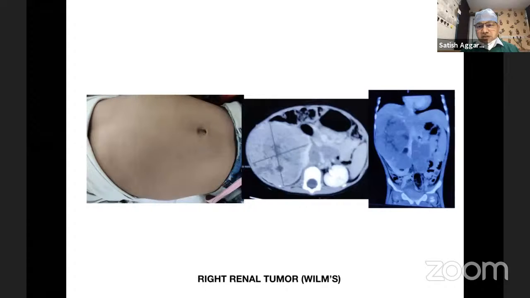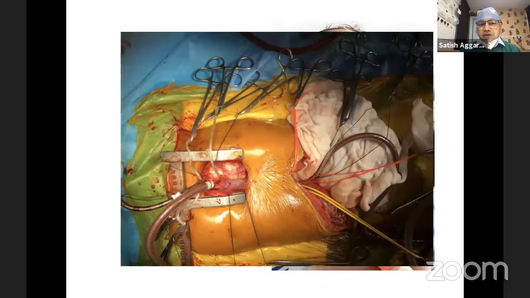So this was the girl, and this was the imaging that we discussed. Without going into the details of this, the CT picked up that there was a tumor thrombus going from the renal vein through the IVC, through the liver, and then into the right atrium. And she had already received some chemotherapy. So we did a very complex operation on this child.